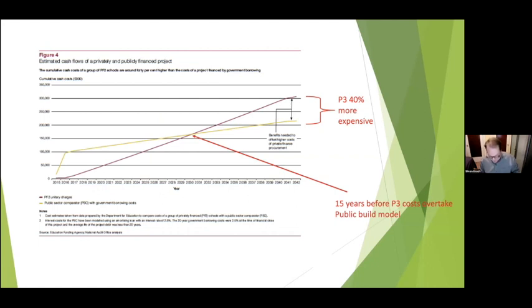But over the lifetime of the contract, the P3 model is 40% more expensive, but it takes 15 years before the P3 costs overcome the cost of the public model, right? By the time the costs come due, most politicians are already collecting their pensions. So I think P3s have really proven politically instrumental to allow debt-shy governments to continue to build infrastructure, but push the debt way down the line where their government won't be responsible for it.